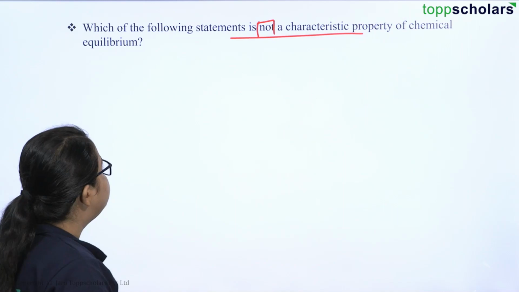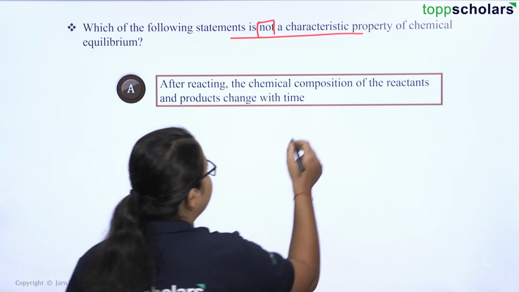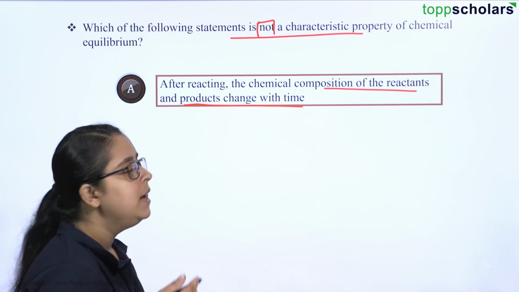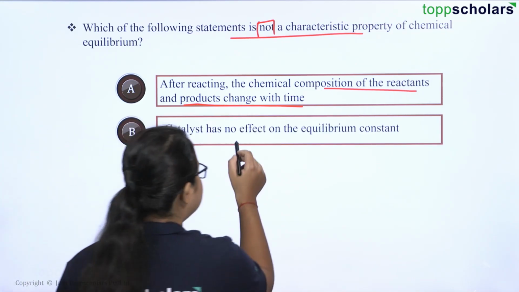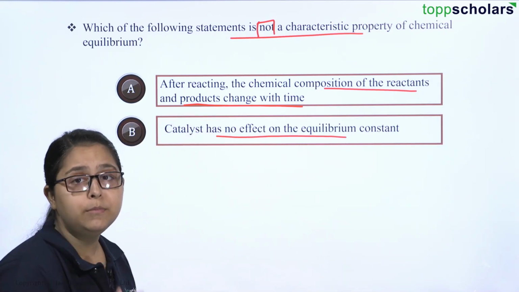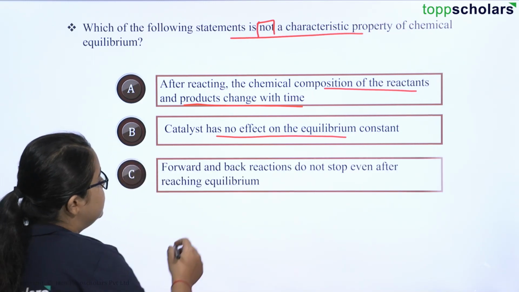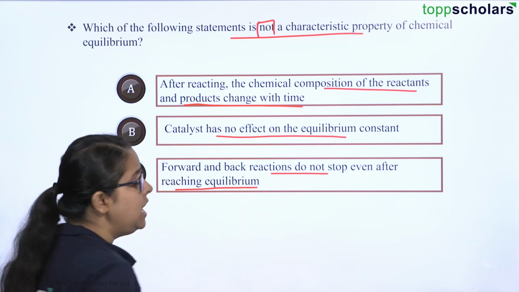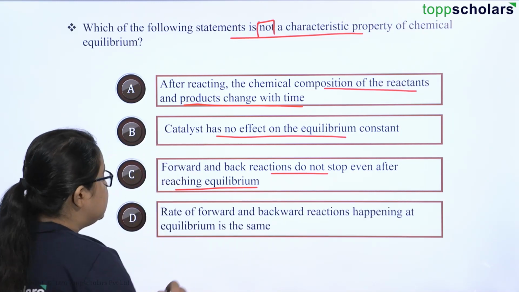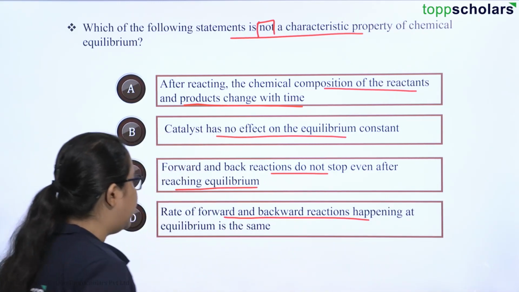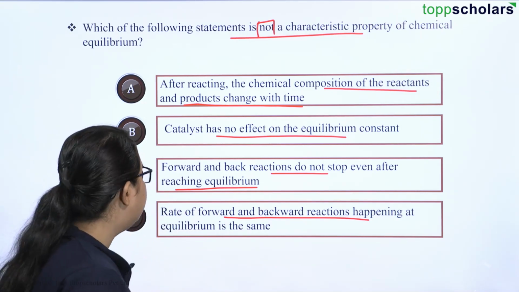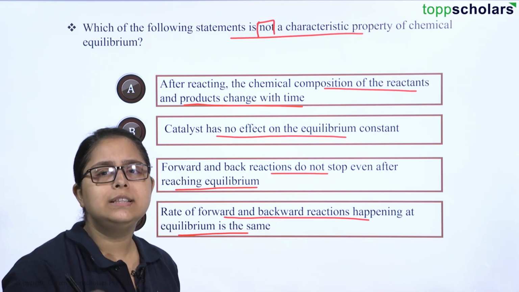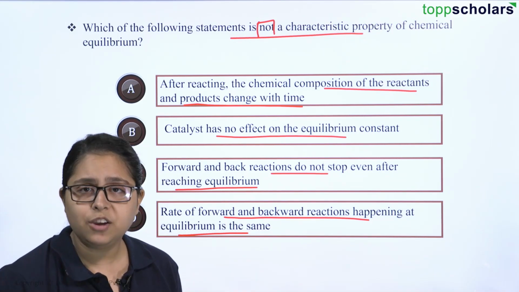The option A says after reacting, the chemical composition of the reactants and products change with time. Then we have option B, which says catalyst has no effect on the equilibrium constant. And then we have option C, which says forward and backward reactions do not stop even after reaching equilibrium. And last option D says rate of forward and backward reactions happening at equilibrium is the same. So basically you are provided with some statements about chemical equilibrium.